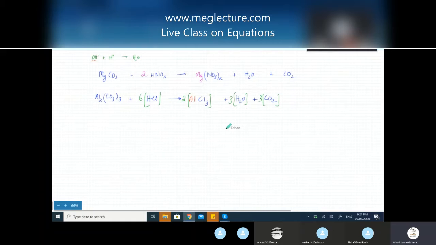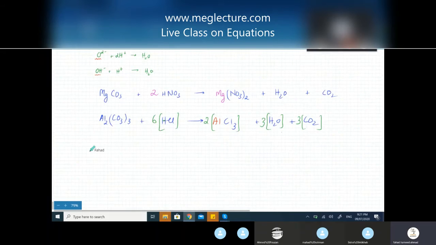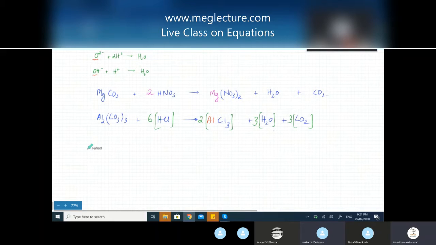So this is a second example of an equation of a reaction. So now, do one thing: I'll give you equations. Try and make them. Is this clear? It's pretty much the same thing. Mahad, is this clear? Yes. Okay. So it's pretty much the same thing. So let's have a small test, okay?